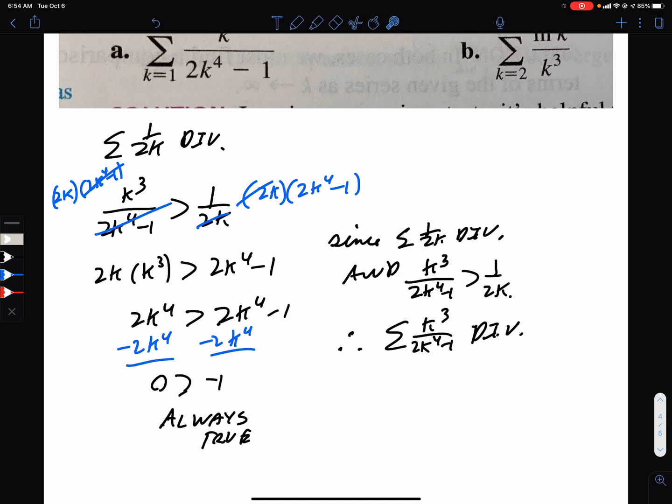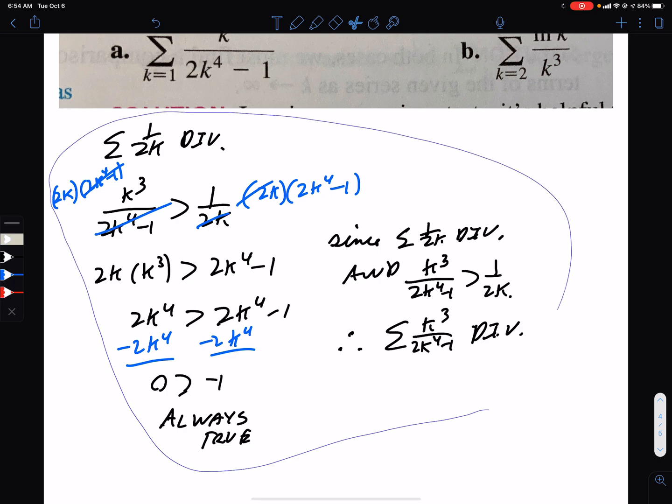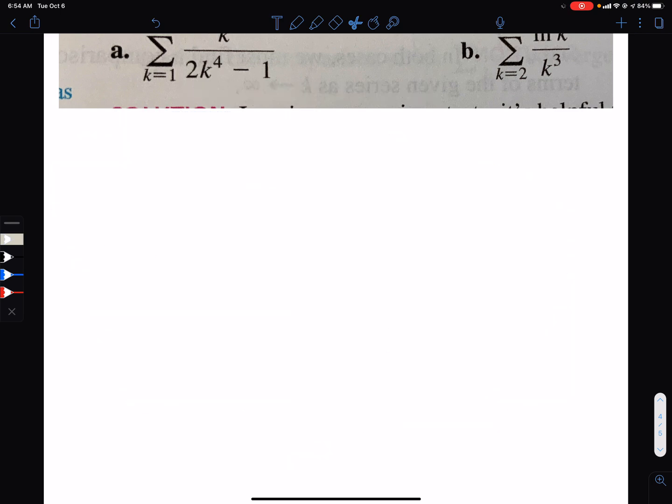I need to erase all of this stuff here, so let me erase that. You can skip forward a bit if you wish until I get to B. So now we're going to do B. Let's keep going here, sorry.